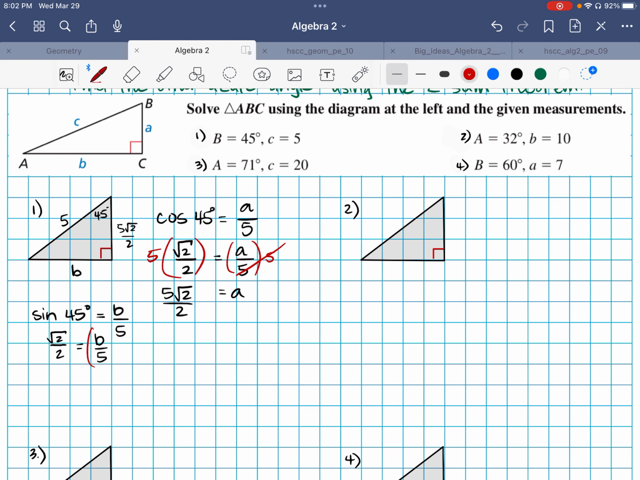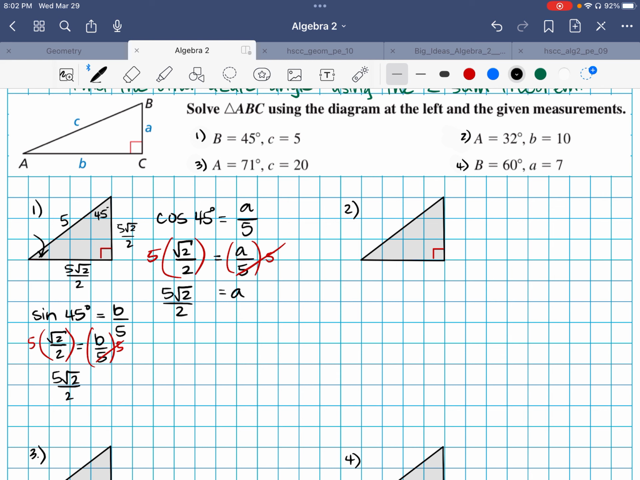We're going to multiply both sides of our equation by 5. It cancels on the right side, but on the left side, what we end up getting is 5 square root of 2 over 2. Nothing cancels. And we now have our second unknown side. So we'll erase that guy over there, and we'll write down 5 root 2 over 2. We just have to find one more thing, and that is the other acute angle.